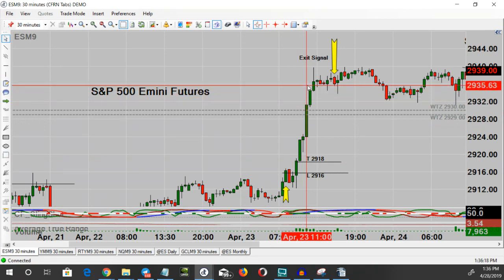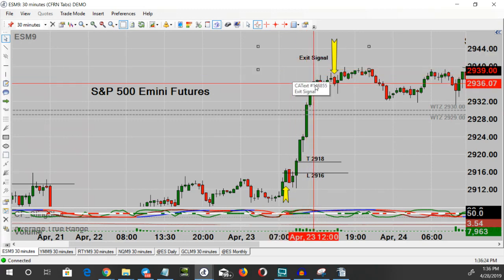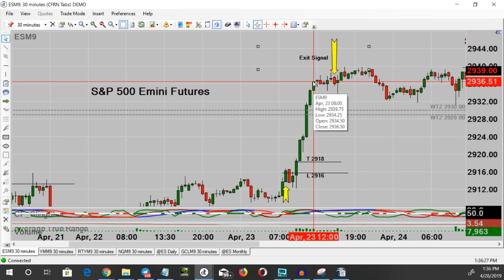Now, we know trees don't grow to the sky, and it's not going to go on forever. Now, here's the swing high of the move, right here. This candle. 29.39.75.